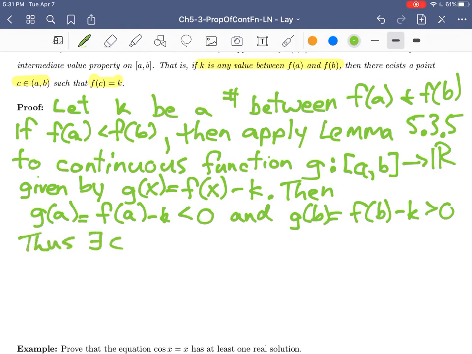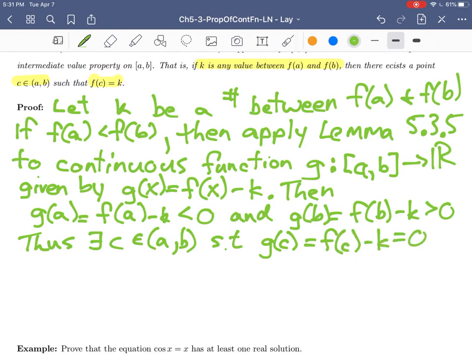Thus, there exists a c in the open interval from a to b such that g of c, which is equal to f of c minus k, is equal to 0. That is, f of c is equal to k.